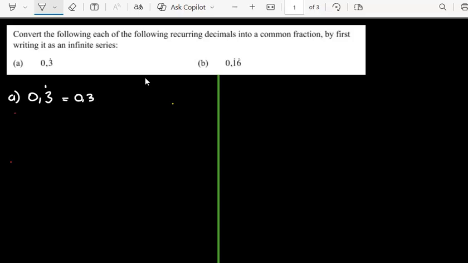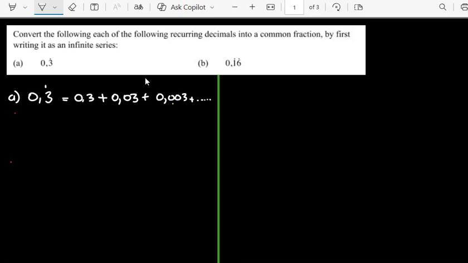Now we only have one number that is repeating, which is 3. So this tells us that for the next one, we're going to add a 0 there after the decimal point. So it's going to be 0.03. For the next term, we add a 0 after the decimal point on the previous term. So it's going to be 0.003 and so on. This is how you create the infinite series.